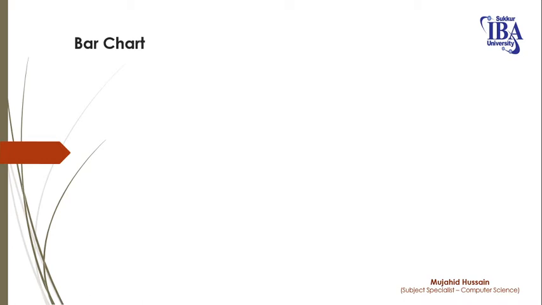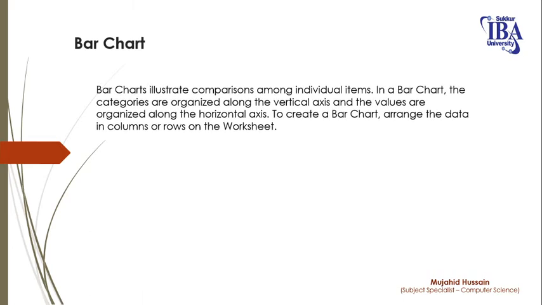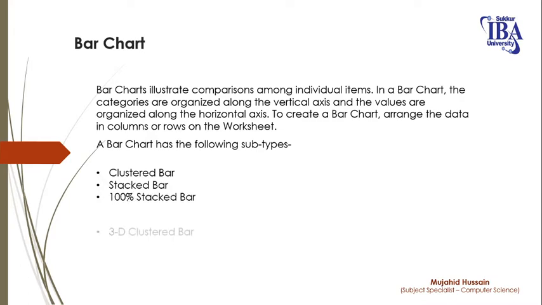After that, another chart type, bar chart. A bar chart illustrates comparison among individual items. In a bar chart, the categories are organized along the vertical axis and values are organized along the horizontal axis. To create a bar chart, arrange the data into columns or rows on the worksheet. A bar chart also has the following subtypes: clustered bar, stacked bar, 100% stacked bar, 3D clustered bar, 3D stacked bar, 3D 100% stacked bar.